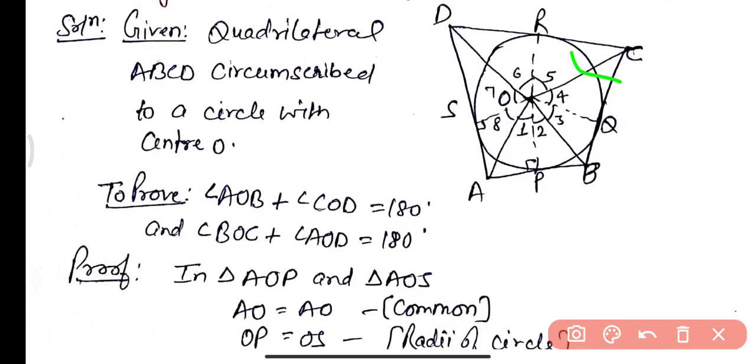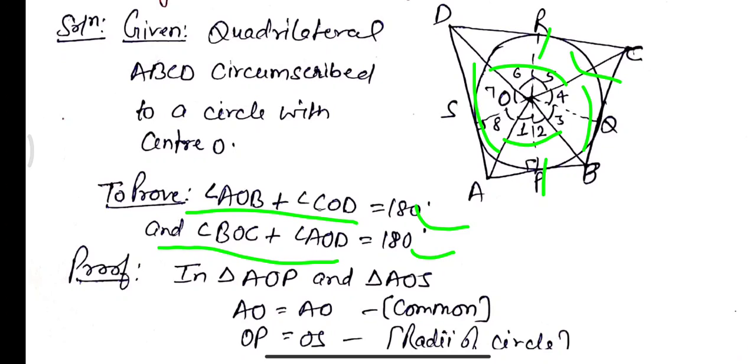So here you can see opposite sides, AB and CD, are making supplementary angles at the center, meaning we need to prove that angle 1 plus 2 plus 5 plus 6 equals 180 degrees, and similarly 3, 4 and 7, 8 are making supplementary angles at the center. So 3 plus 4 plus 7 plus 8 equals 180 degrees. So opposite sides are making supplementary angles. So we need to prove that AOB plus COD equals 180 degrees, and similarly BOC plus AOD equals 180 degrees.